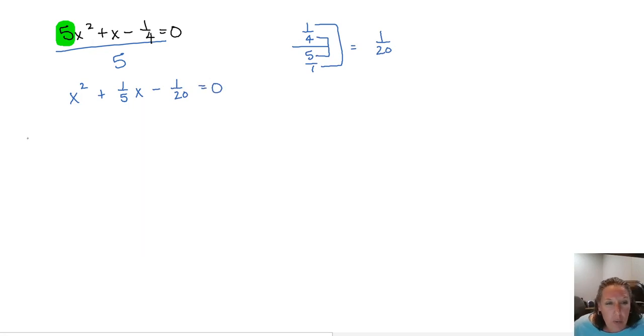All right, now we've gotten rid of that coefficient. Now we want to get rid of that constant, move it to the other side, and get this set up for our completing the square. So we're going to get 1/5 x squared plus 1/5 x plus a blank. We're going to add 1/20 to both sides.